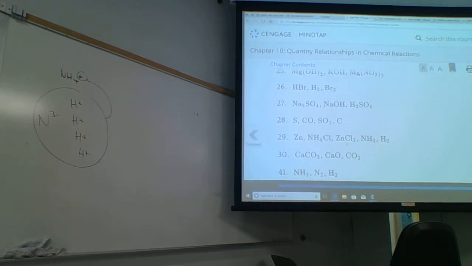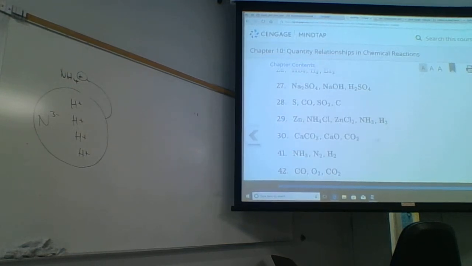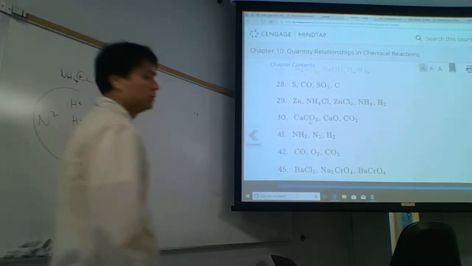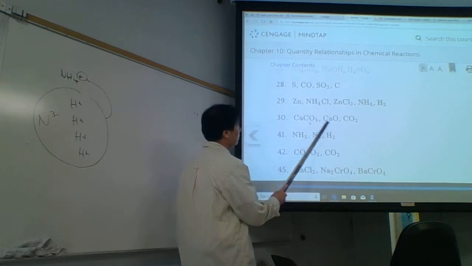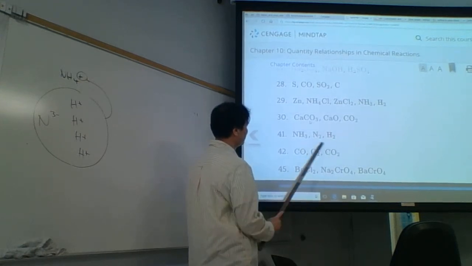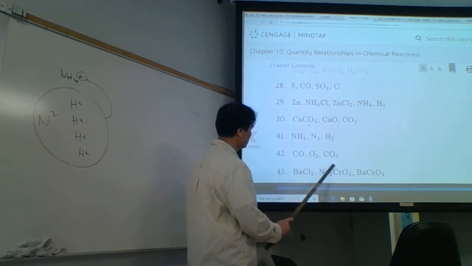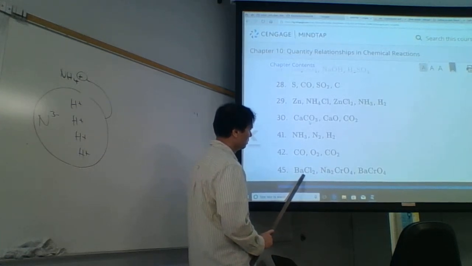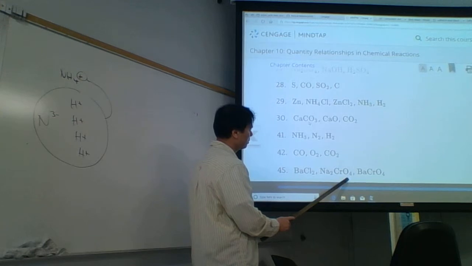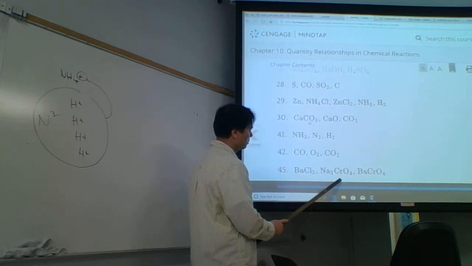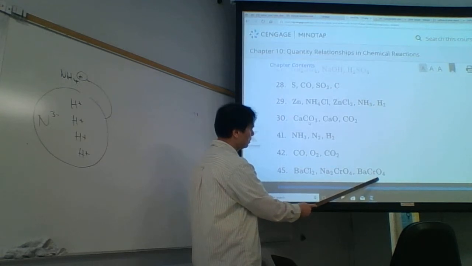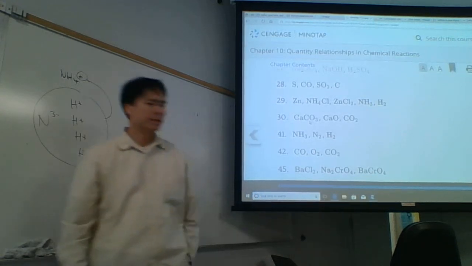Chloride. What's CaCO3? Calcium carbonate. CaO. Calcium oxide. We know CO2 is dioxide. These are repeats. BaCl2. Na2CrO4, sodium chromate, BaCrO4, barium chromate.